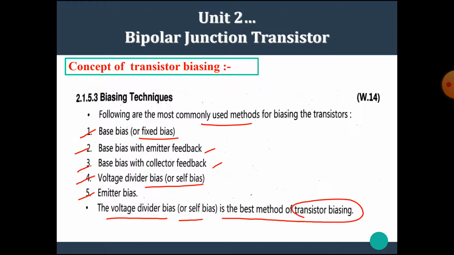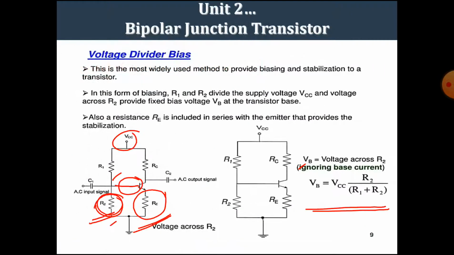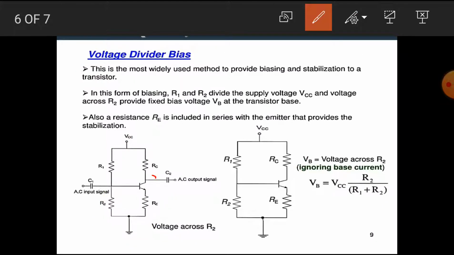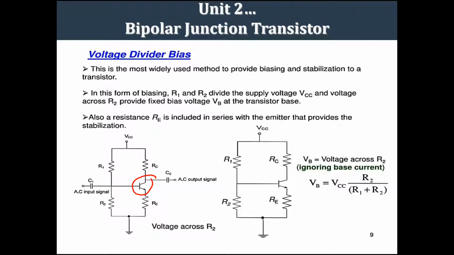I hope you all understand this concept and you all know about the voltage divider bias. The voltage divider bias is a technique of biasing a transistor. By using voltage divider bias, we can give a constant voltage across the base. I hope you all understand the concept.